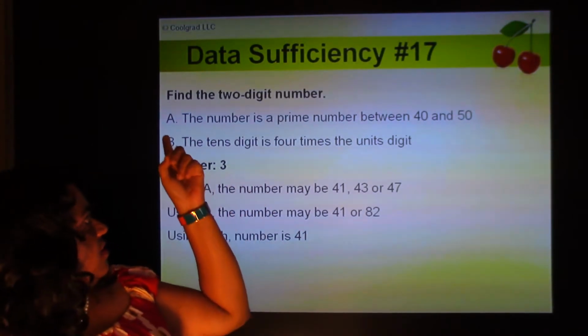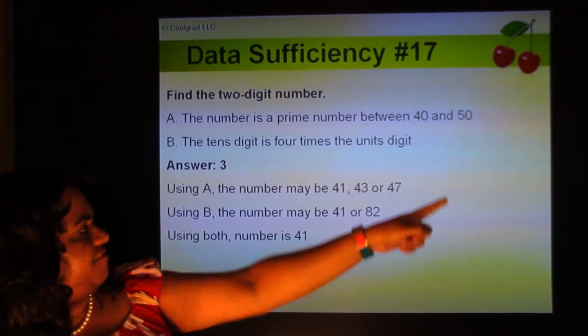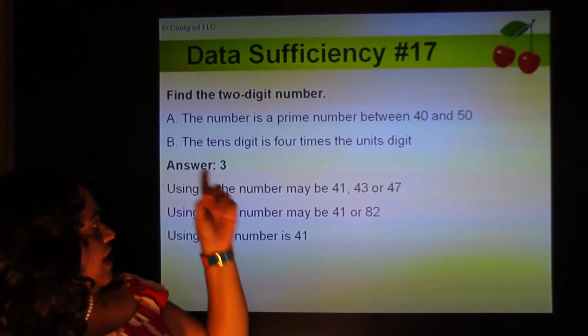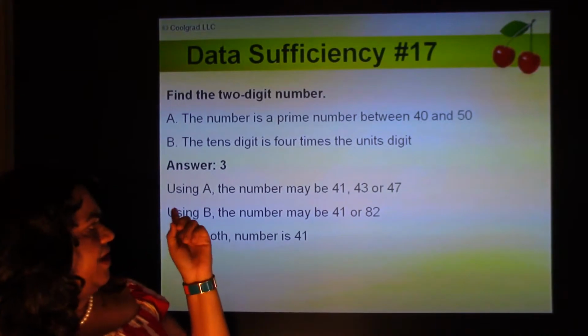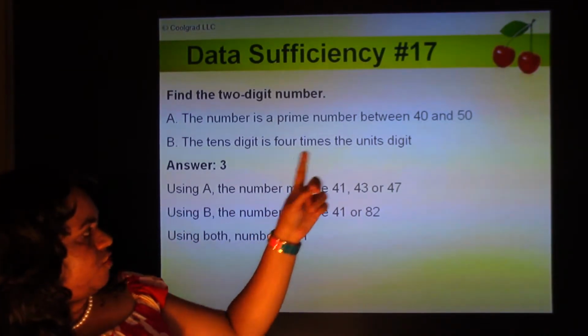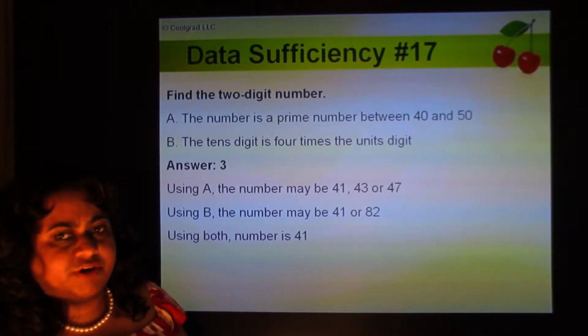Question 17. Find the 2-digit number. Statement A, the number is a prime number between 40 and 50. And statement B, the tens digit is 4 times the unit digit. So using A, the number may be 41, 43 or 47. These are the only 3 prime numbers between 40 and 50.